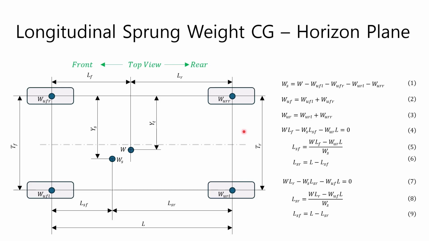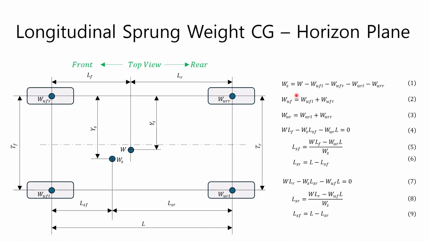The location of the center of gravity of the sprung mass can be expressed using the coordinates of the center of gravity of the entire vehicle and the center of gravity of the unsprung mass. First, let's find the location of the sprung mass on the horizontal plane. Since the sprung weight is the total vehicle weight minus the unsprung weight, it can be expressed as in equation 1.